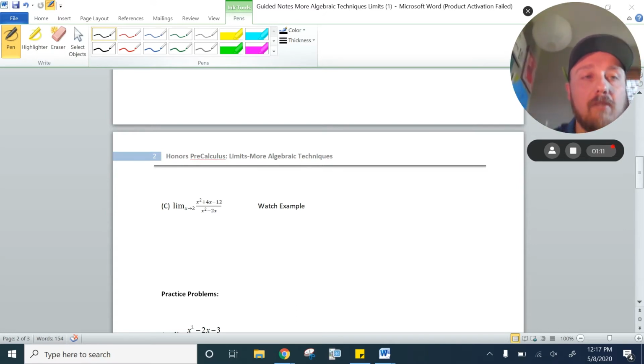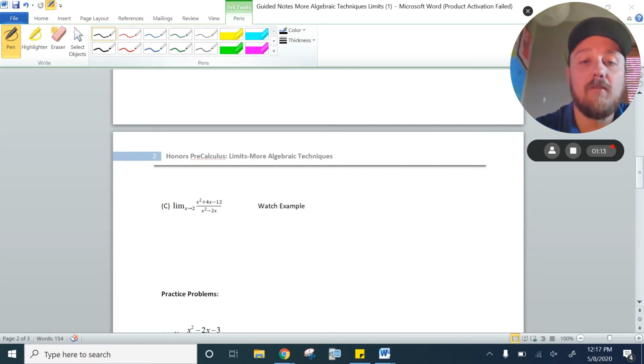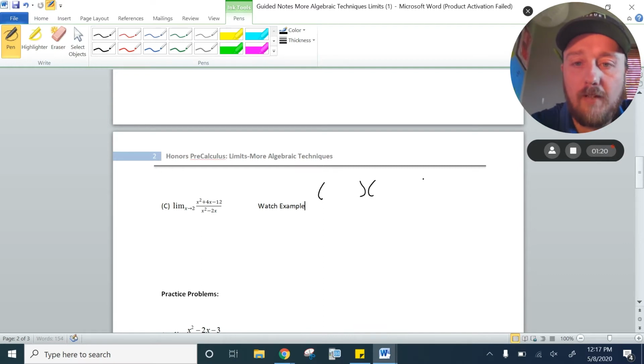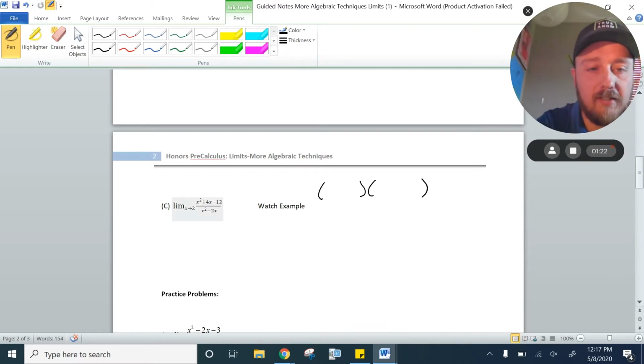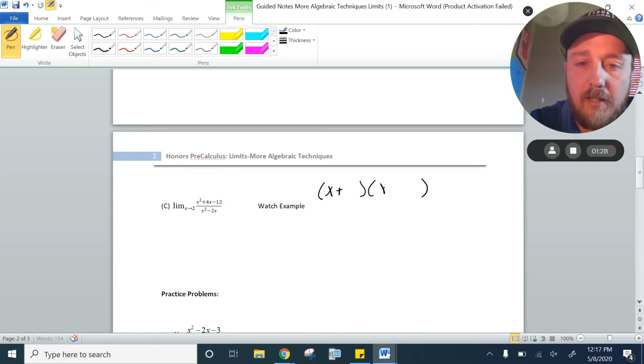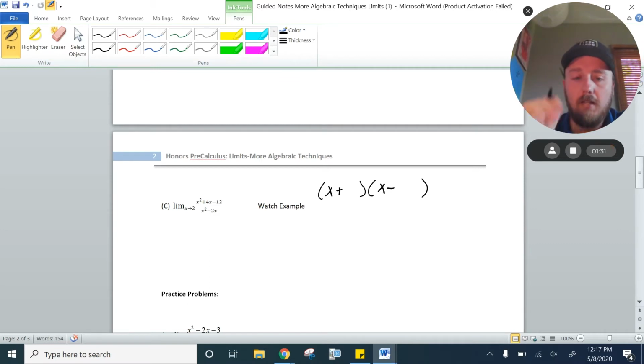So the first thing we need to do is actually factor this. So let's factor the top first. We have two binomials because we have x squared. The minus means we have opposite signs. So x plus a number, x minus a number. And then, let's see, we need factors of 12 that get us to 4.